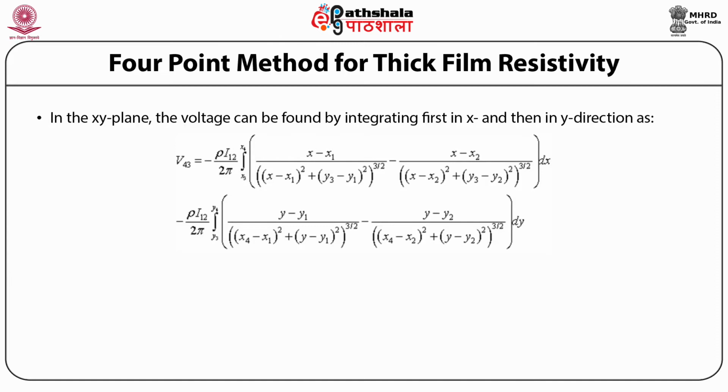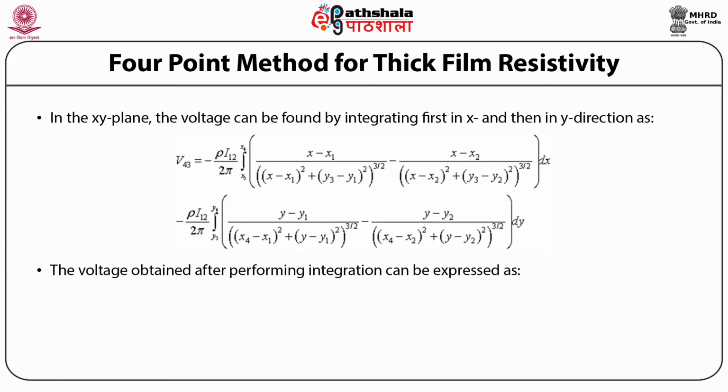minus ρ I12 divided by 2π, times the integral from y3 to y4 of (y minus y1) divided by ((x4 minus x1) squared plus (y minus y1) squared) raised to the power 3 by 2, minus (y minus y2) divided by ((x4 minus x2) squared plus (y minus y2) squared) raised to the power 3 by 2, dy.